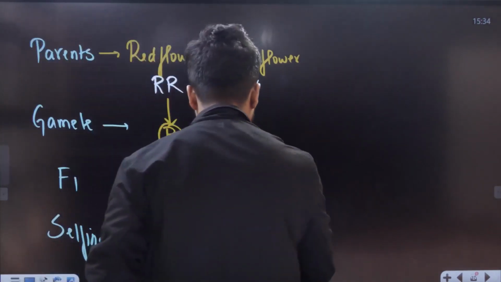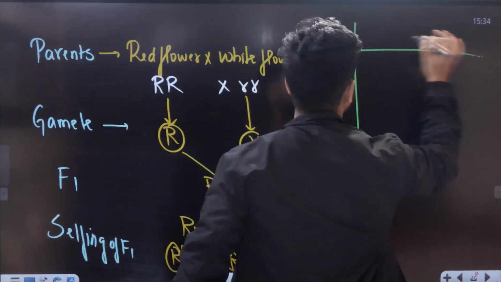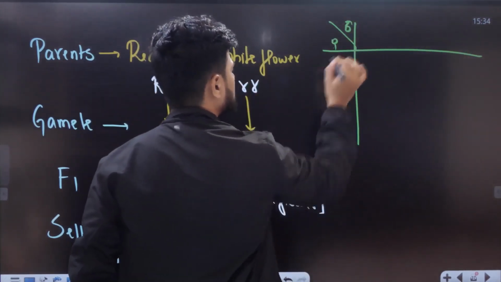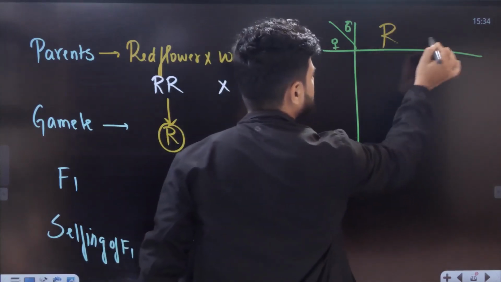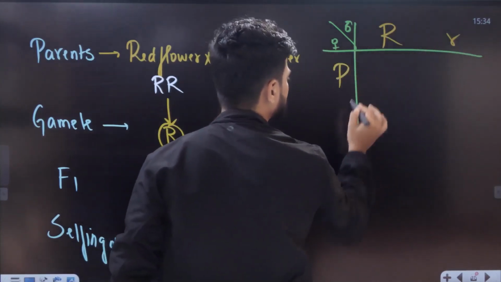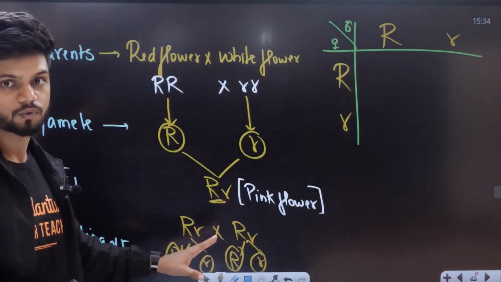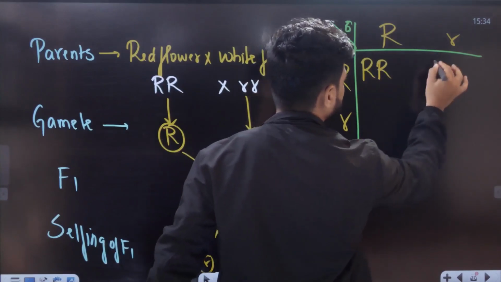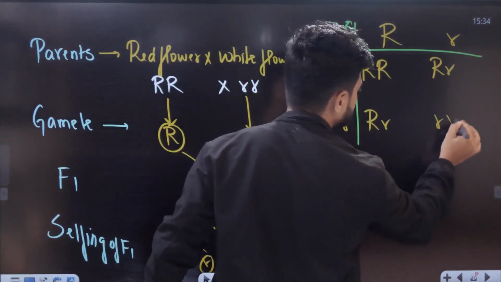Let's draw the Punnett square. One is male, one is female. From one parent, capital R, small r, and from the other parent, capital R, small r. Now we write the gametes: capital R capital R, capital R small r, capital R small r, small r small r.